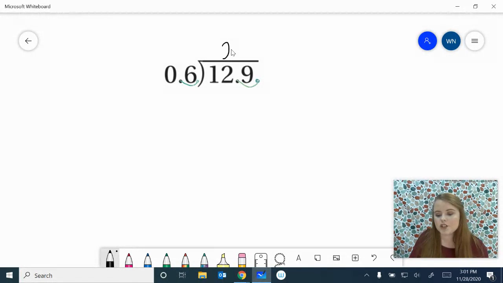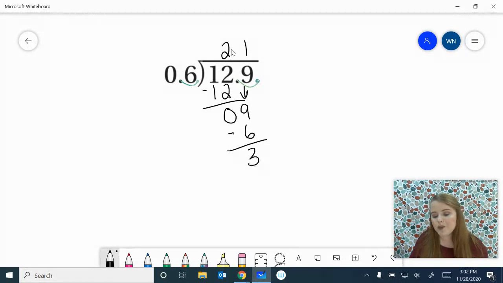12 divided by 6 is 2. 2 times 6 is 12. Subtract. Bring down that 9. 9 divided by 6 is 1. 1 times 6 is 6. That gets me 3 left over. But it's a decimal, so you can't have a remainder with a decimal. We're going to add our 0 and bring it down. 30 divided by 6 is 5. 5 times 6 is 30.